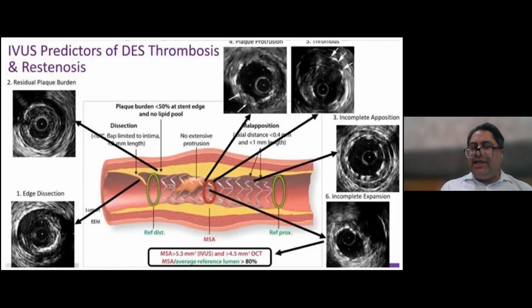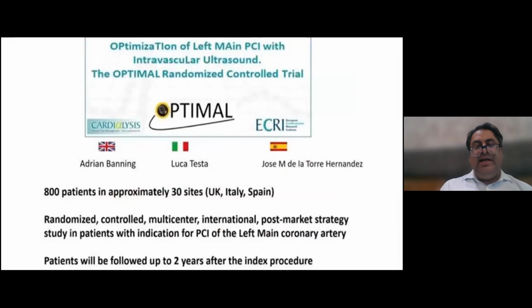Then you can see there is an incomplete apposition. There can be malapposition, incomplete apposition, or incomplete expansion. All these things have to be cross-checked with imaging, with intravascular ultrasound. The minimal stent area should be more than 5.5 millimeters square with IVUS and 4.5 millimeters square with OCT, and the average reference lumen should be more than 80%. So these are the optimization points when we use IVUS for optimizing our patients, especially left main patients.